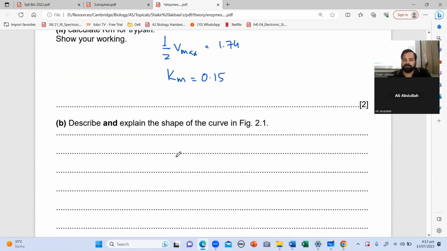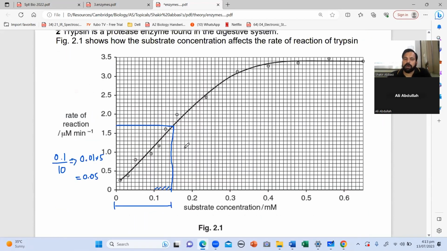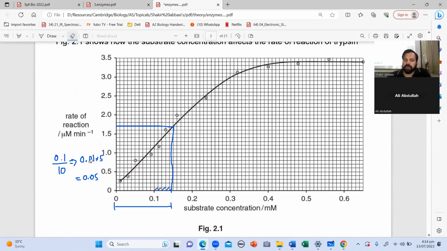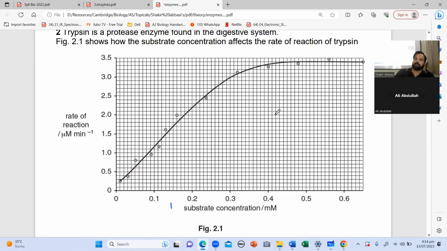Explain the shape of the curve. This is 4 marks, describe and explain. Describing is very easy: the rate increases until some point and then gets flat, the rate becomes constant. But why will we explain? Initially the rate increases because more and more enzyme-substrate complexes are made. But it got straight at 3.4 because all the enzymes' active sites are busy, and in other words, Vmax is achieved.